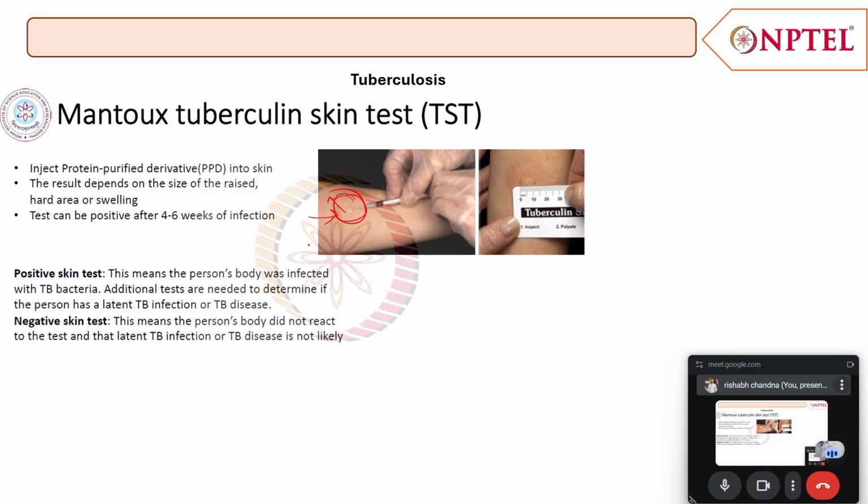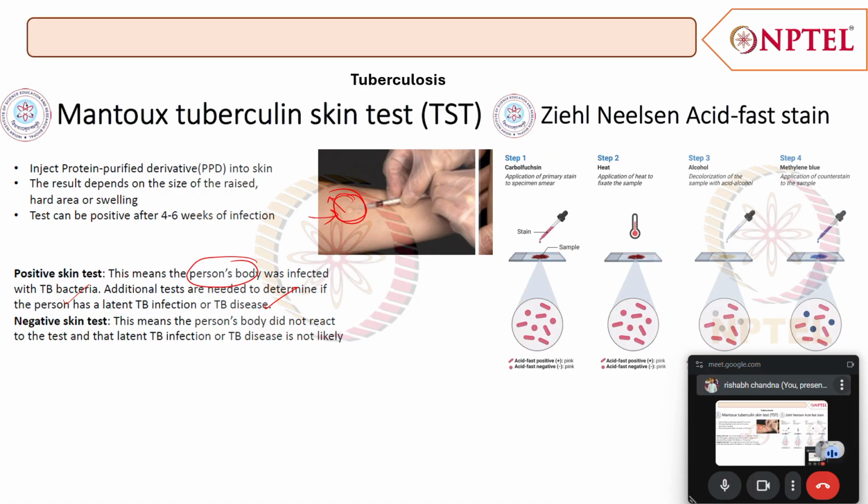the mycobacterium. A positive skin test means that the person's body was infected by tuberculosis bacteria, and additional tests are needed to determine whether the person has a latent TB infection or TB disease. A negative test means the person's body does not react to the test, and latent TB infection or TB disease is not likely. This is how we detect using the Mantoux tuberculin skin test.